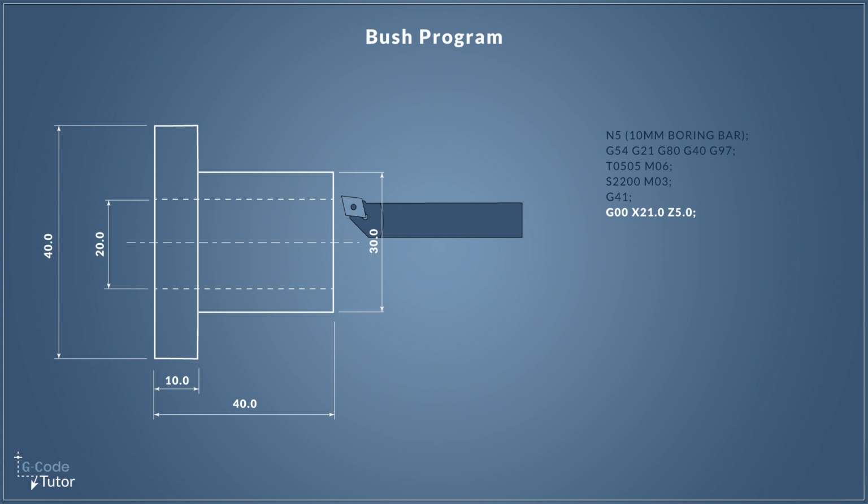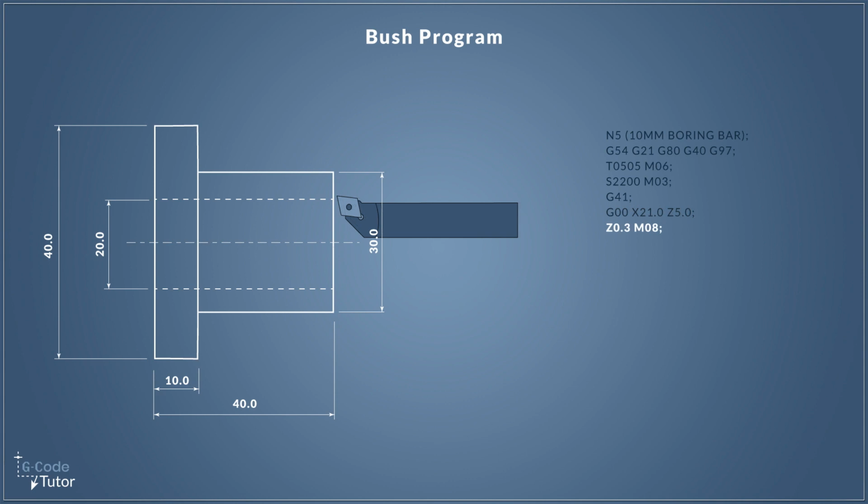So Z5mm there is bringing our tool 5mm away from the front face of our part. Now remember, our datum was set at the front face, so our front face is zero. Anything plus from that is clear from the part. Anything minus from that is inside the part or cutting material.